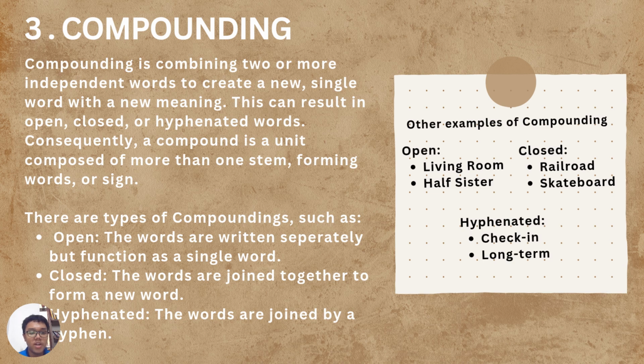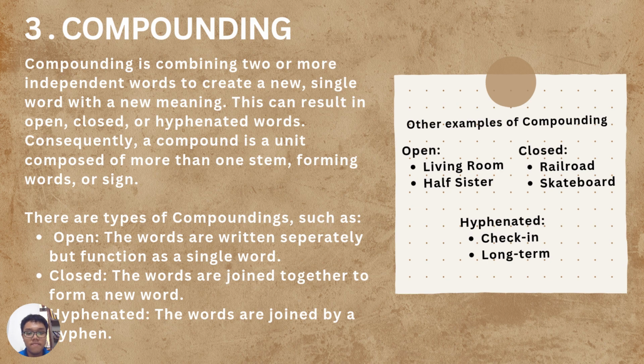Next one is compounding, not to be confused with the compound for part 1.2. This is compounding in word formation. Compounding is combining two or more independent words to create a new single word with a new meaning. This can result in open, closed, hyphenated words. Consequently, a compound is a unit composed of more than one stem, forming words or sign.